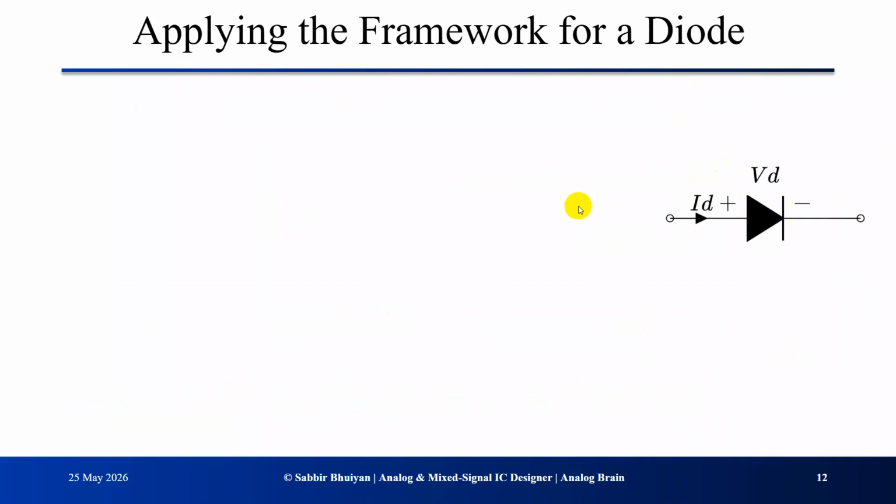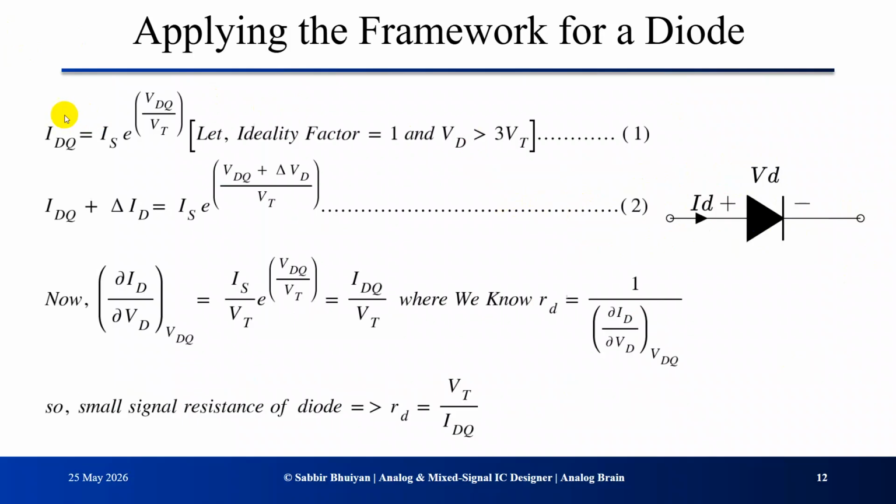Now we apply our framework to a real nonlinear device, the diode. The diode equation is highly nonlinear. We can see here IDQ is equal to IS e to the power VDQ by VT. There is also the minus 1 and eta in Shockley's equation, but we are omitting those by taking the ideality factor equal to 1 and VD by VT much larger than 3, or VD greater than 3 times the thermal voltage VT, which is approximately 26 millivolt at 27 degrees Celsius, or 300 Kelvin. So we can say IDQ plus ΔID is equal to IS e to the power (VDQ plus ΔVD) by VT.